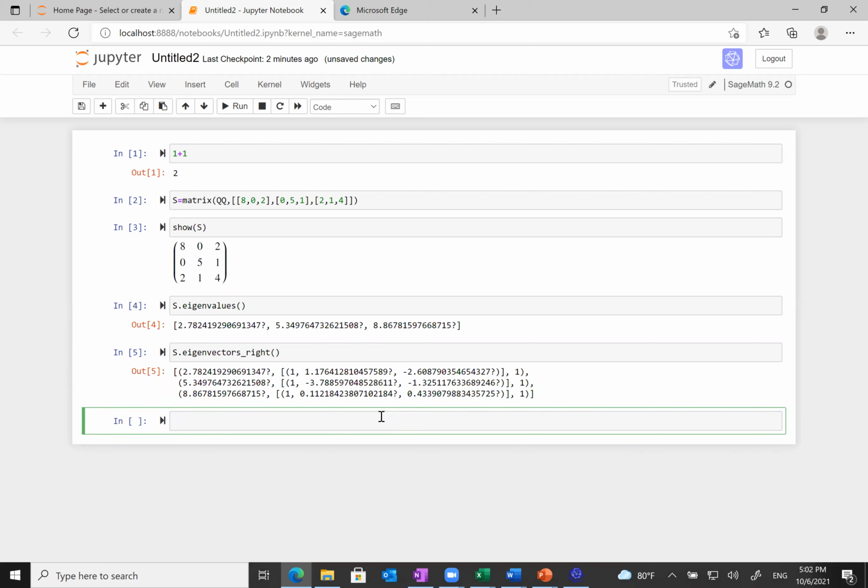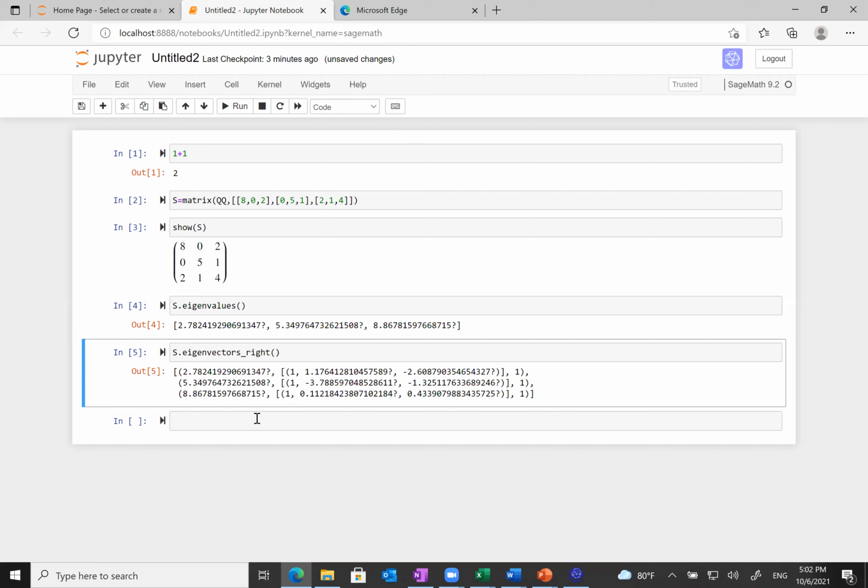Let me blow this up a little bit. So you see there's an association relationship. The first eigenvalue is this one. This parenthesis is the eigenvector associated with it, and this is the multiplicity, so you can ignore this one; it doesn't mean anything in this context. And this is the second eigenvalue with its associated eigenvector, and then the third eigenvalue.